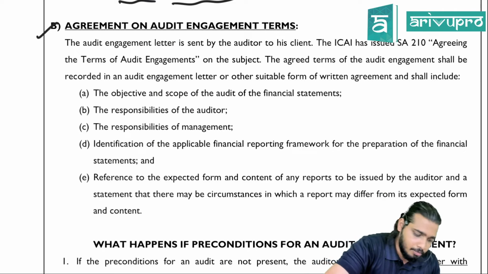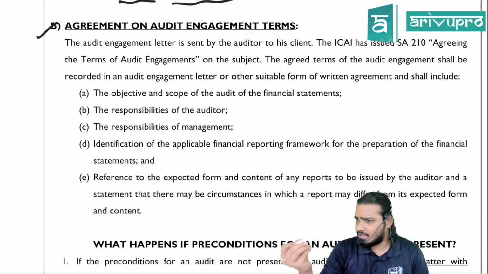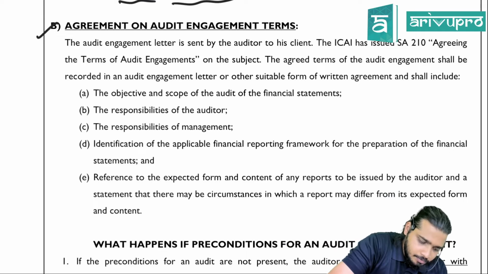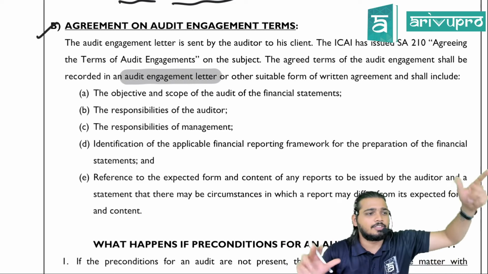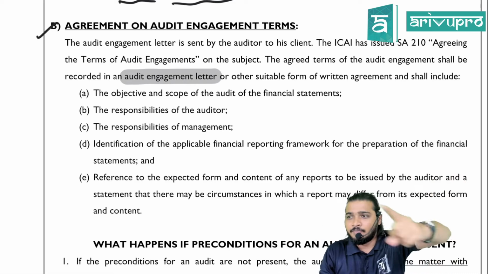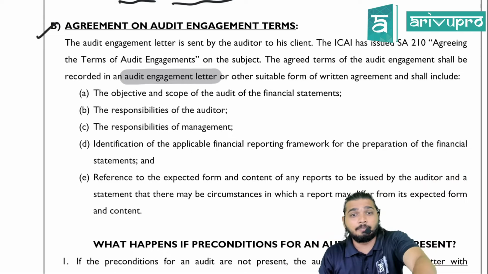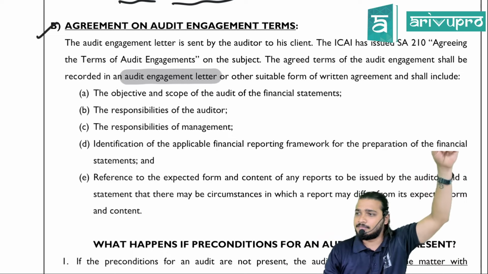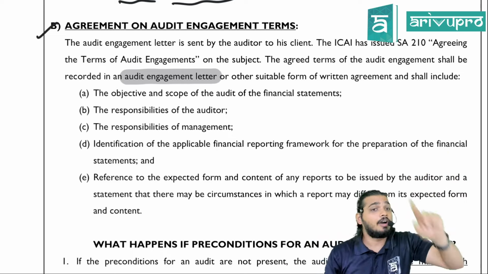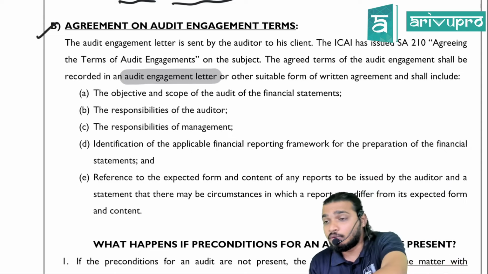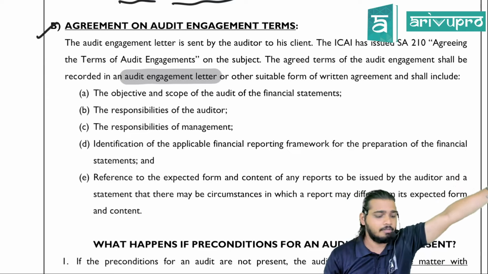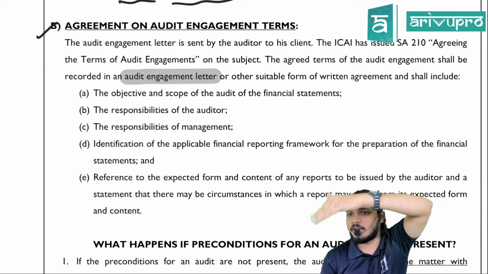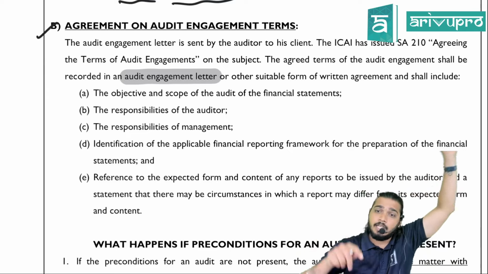Next, agreement on audit engagement terms. Now, I'll just highlight something. Tell me whether you remember. Somewhere we have seen this. Where? First chapter, first page in the box. Remember? Yes, audit engagement letter. So I told you there, we will learn the contents of engagement letter in chapter number 11. Here we are.